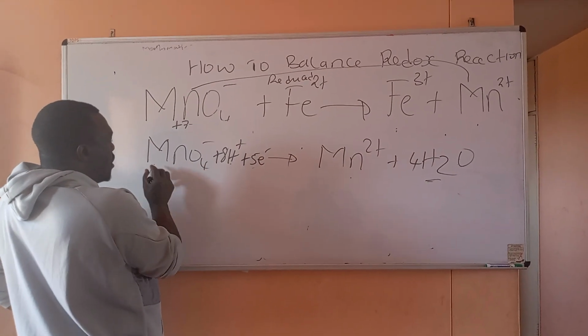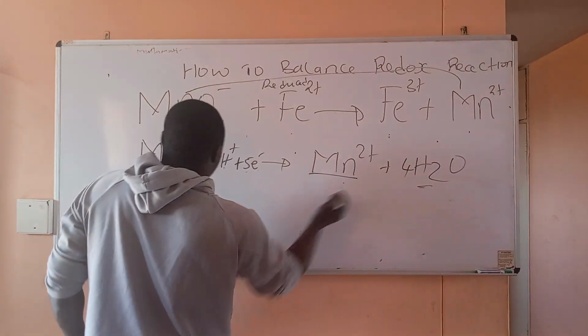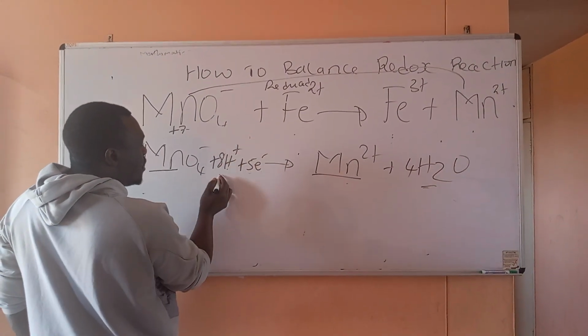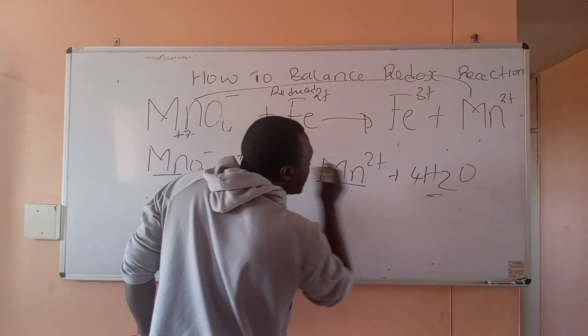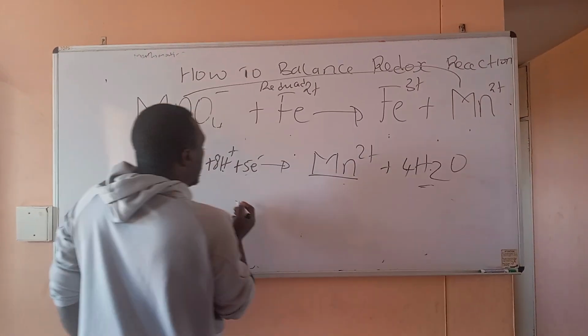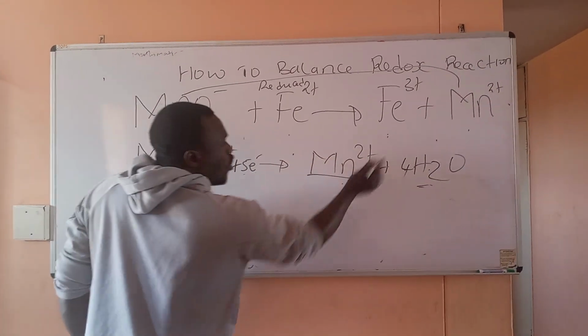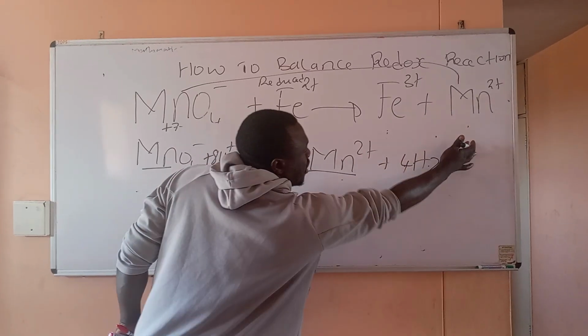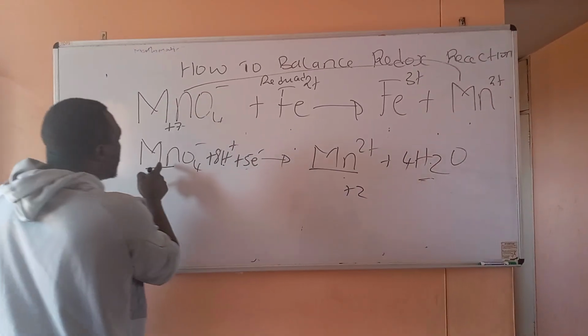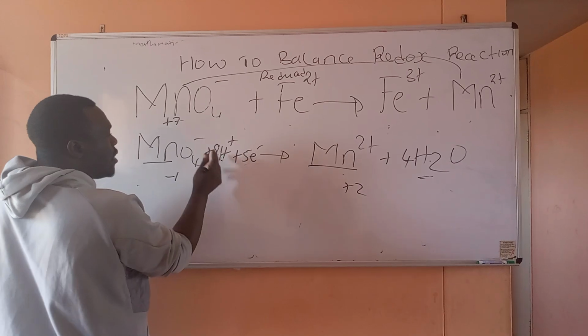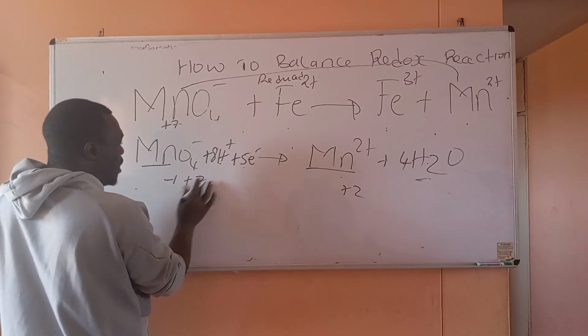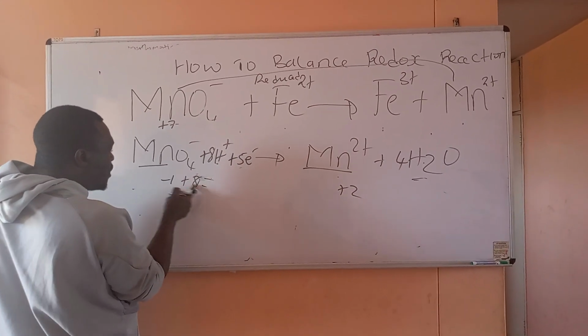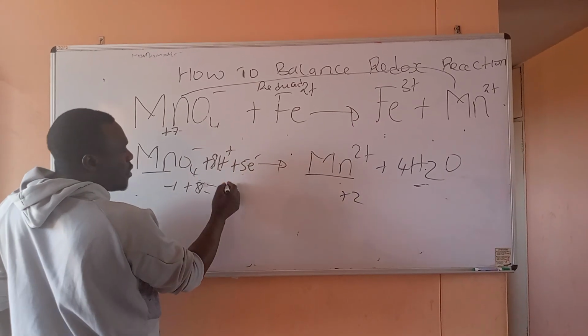This manganese is 1, 1. This times this, 8 protons, 8 acid, 8 hydrogen, 8. What about the overall charge? The overall charge here is plus 2. Nothing is here, so it's plus 2. The overall charge, this times this is minus 1. This times this is plus 8. This plus this will give me plus 7.